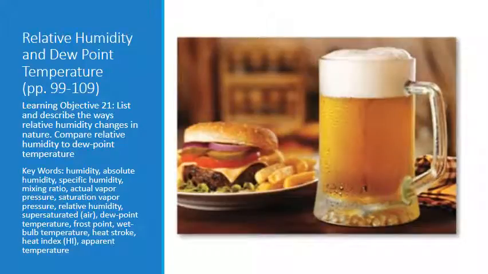The content in this presentation is covered on pages 99 through 109 of your textbook, and it's meant to help you achieve learning objective number 21, which is to list and describe the ways relative humidity changes in nature and to compare relative humidity to dew point temperature. So be sure to read these pages before watching the video and to read them a little bit more carefully before attempting the online quizzes.